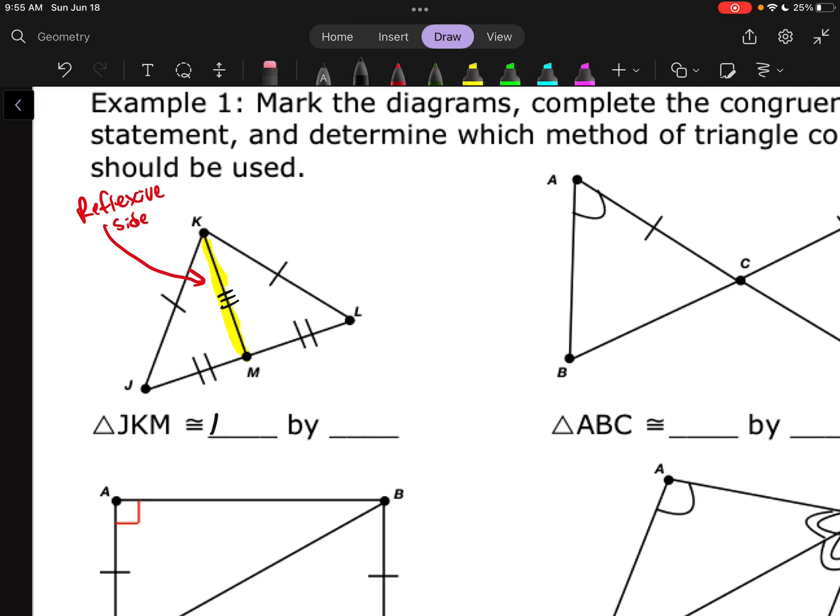And to complete the congruency statement, triangle JKM, that would match up with LKM by following the markings, right? JK matches LK, KM matches KM. So JKM congruent to LKM by side, side, side, right? Because I've got 3 sides that are marked.